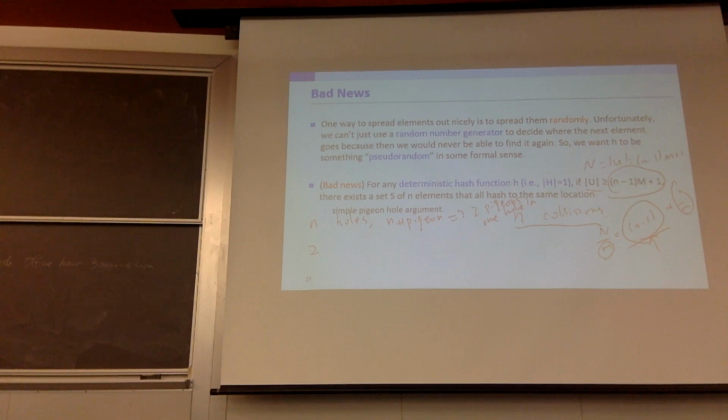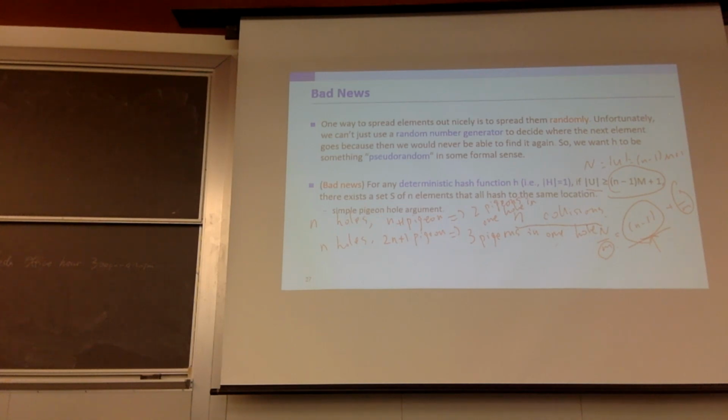And if you have n holes and 2n plus 1 pigeons, then you have at least 3 pigeons in one hole, right? This is easy to see because on average you will have more than 2. So the maximum must be at least the average, which is going to be 3.